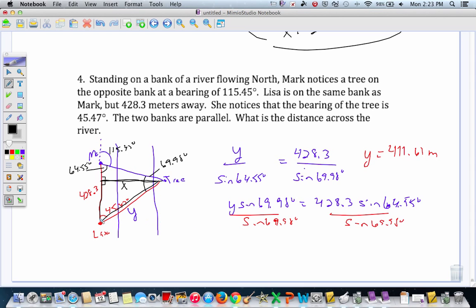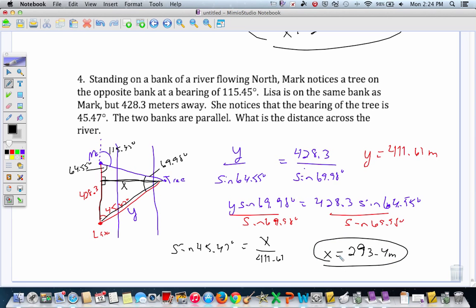So now if we come back over here, I have a right triangle that I have the hypotenuse of, because we just found that hypotenuse. So looking at what I'm trying to find, the opposite side from this angle here, 45.47. I have the hypotenuse. So back to our right triangle trigonometry, the sine of 45.47 degrees equals the opposite side x over our 411.61. And if I multiply both sides by 411.61, I'll be able to solve for x, and x is about 293.4 meters.